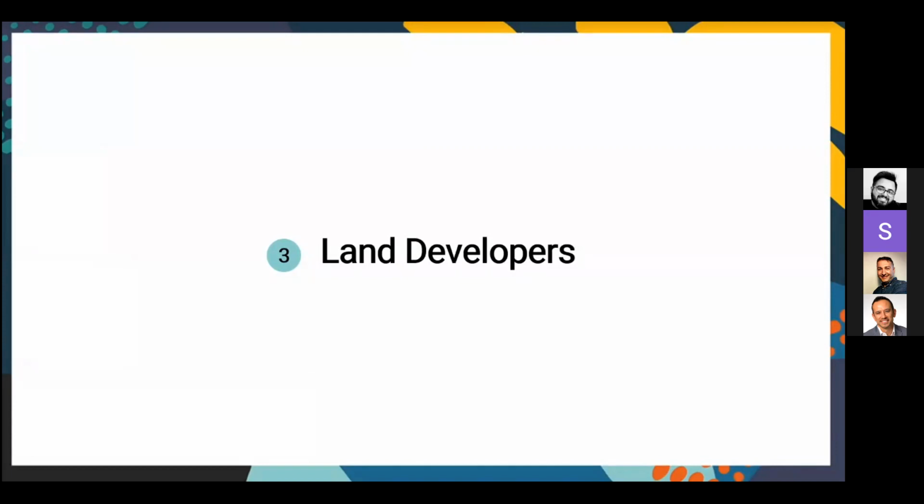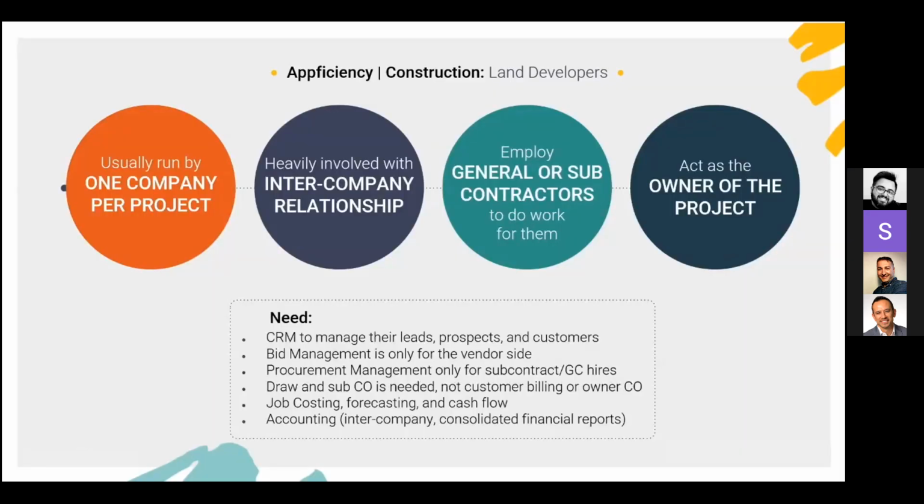Perfect. Yeah, absolutely. So, like I said, they act as the owner of the project, right? So they don't have a customer. They are the customer. What is really unique to their business is, first of all, they run one company per project. No other business runs one company per project. So you have 100 jobs, you set up 100 legal entities. And by having 100 legal entities, now we understand that they are heavily involved with intercompany relationships, because one company might act as the vendor of the other company.